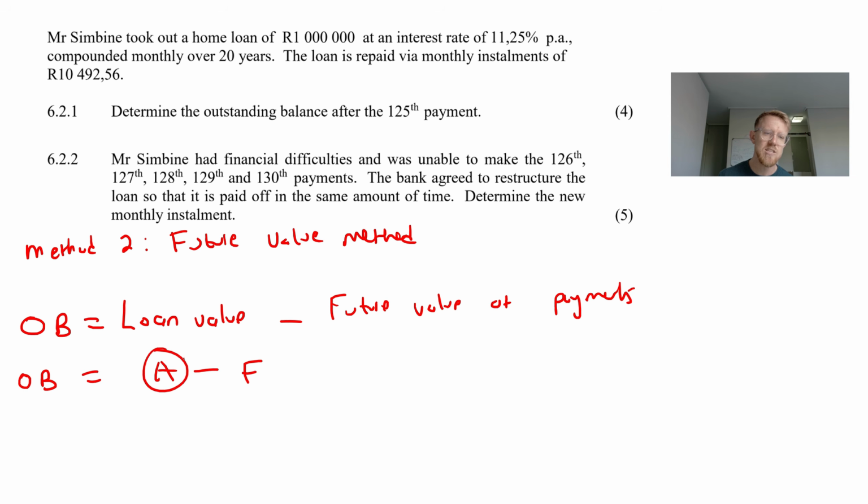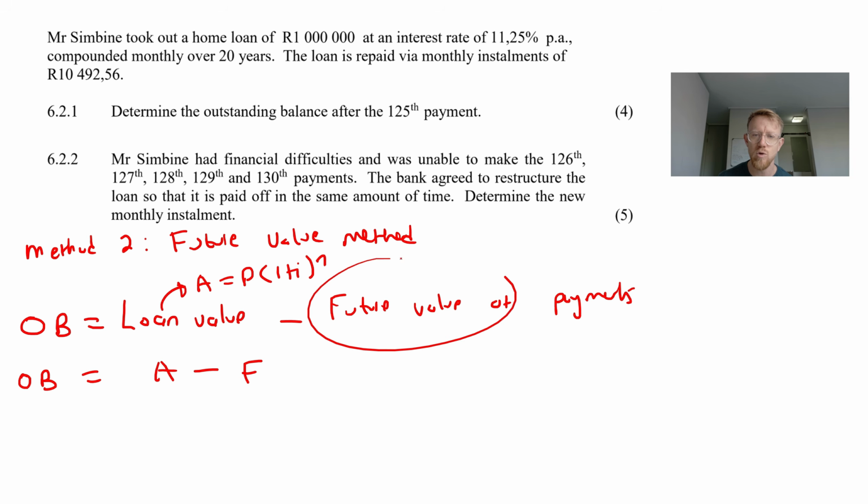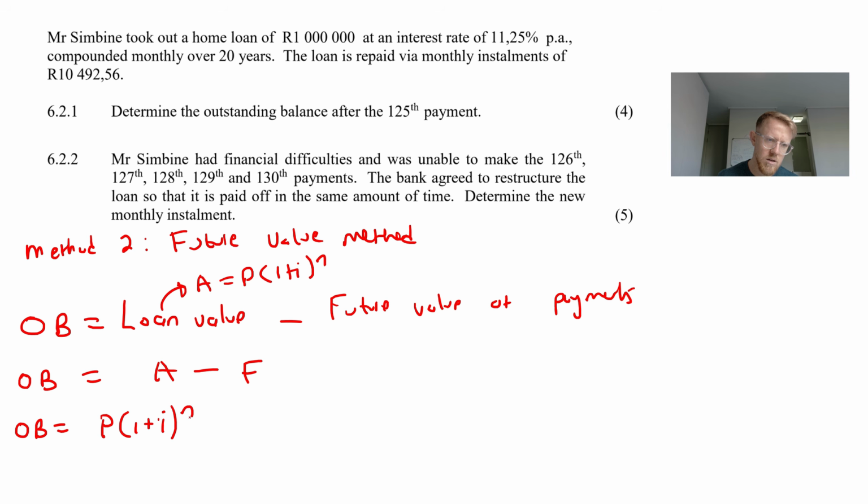So A is your loan value, because to calculate your loan value, you simply use A equals P(1 plus i) to the n. And then F is your future value of your payments, where you use the future value formula. So to then go work out the outstanding balance, we're going to replace the A with the formula, which is that. And then you're going to minus the future value formula, which goes like this.